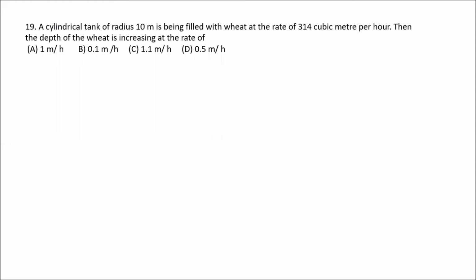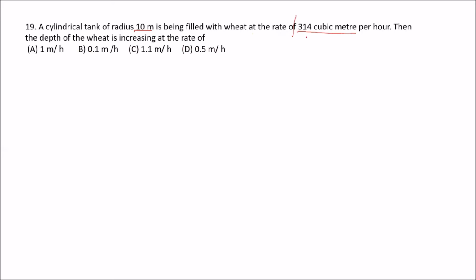Question number 19. A cylindrical tank of radius 10 meter is being filled with wheat at a rate of 314 cubic meter per hour. Then the depth of the wheat is increasing at the rate of, four options are given: A is 1 meter per hour, B is 0.1 meter per hour, C is 1.1 meter per hour, and D is 0.5 meter per hour.